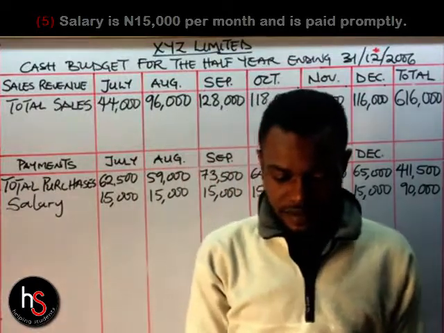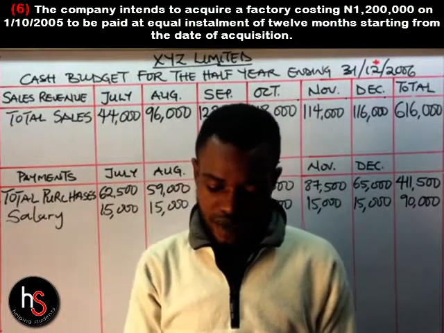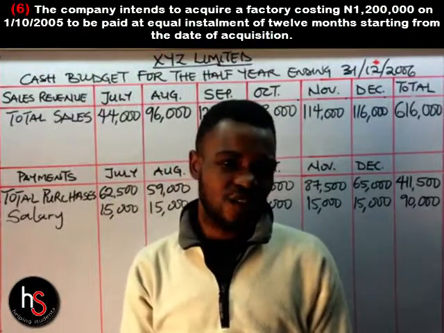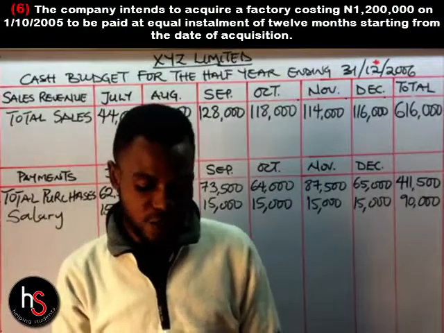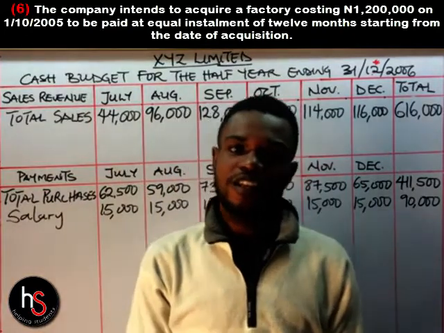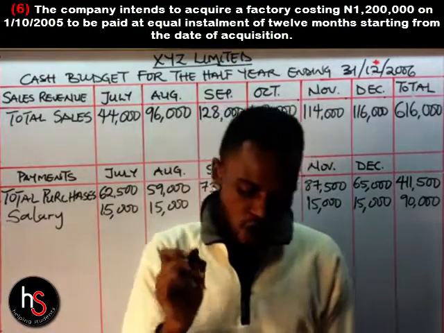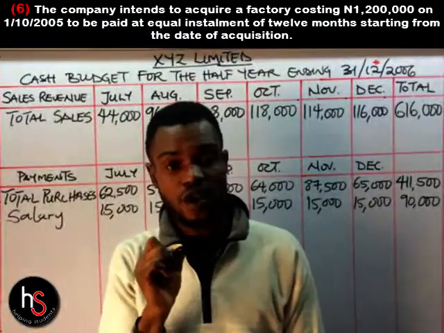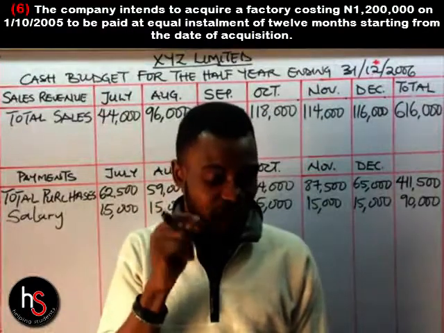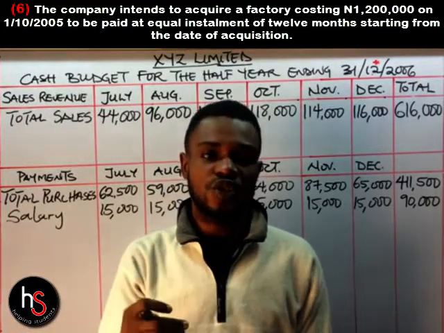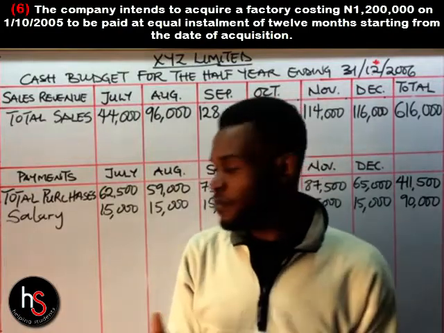Question number 6 says, the company intends to acquire a factory costing 1.2 million naira on the 1st of October 2005, to be paid in equal installments of 12 months starting from the date of acquisition. Now, take note of it. Underline the cost of the factory, which is 1.2 million. You take note of the date of acquisition, and it told us that they will make equal installment payments of 12 months.